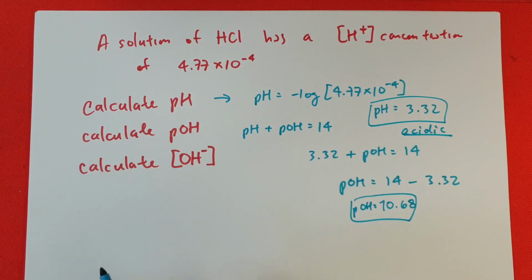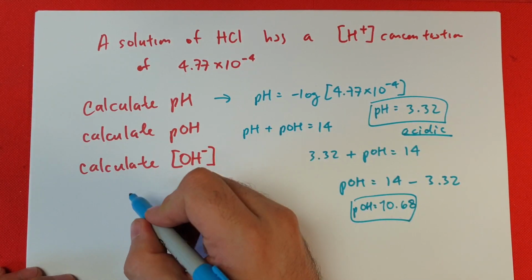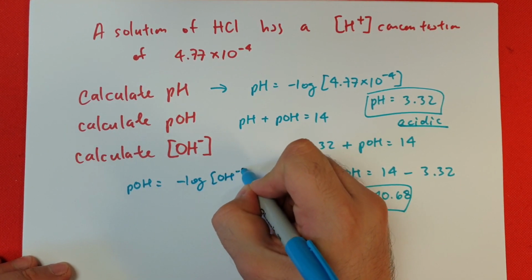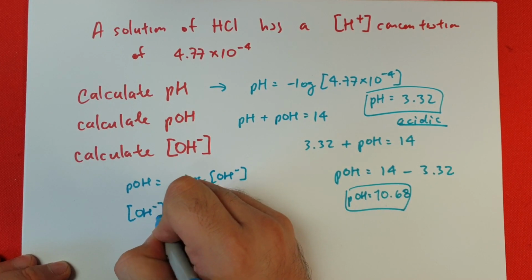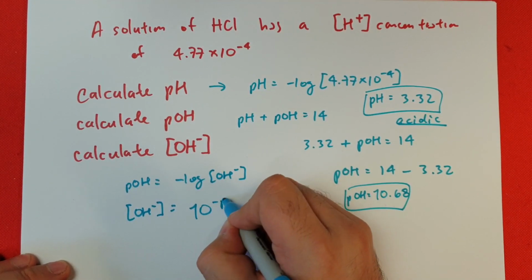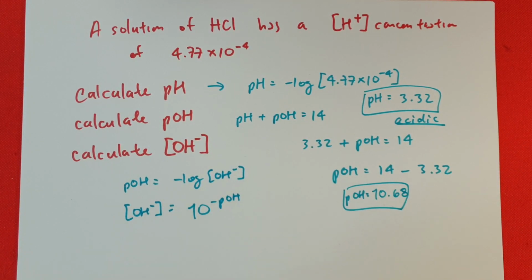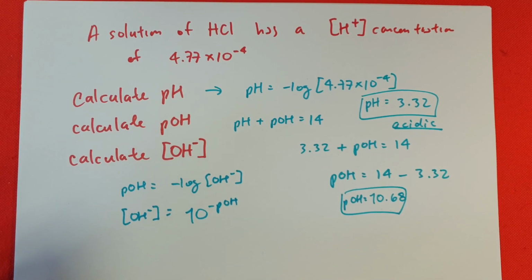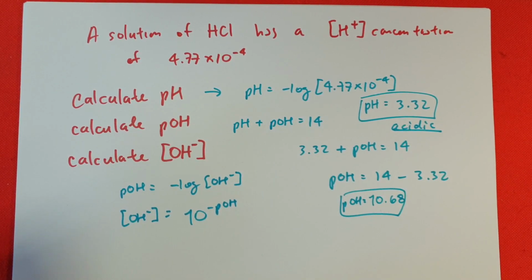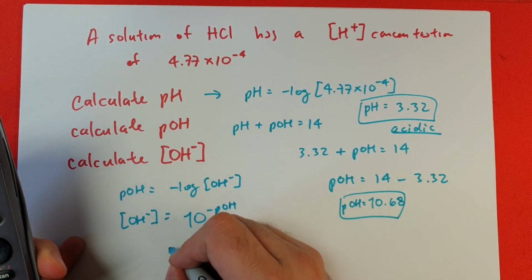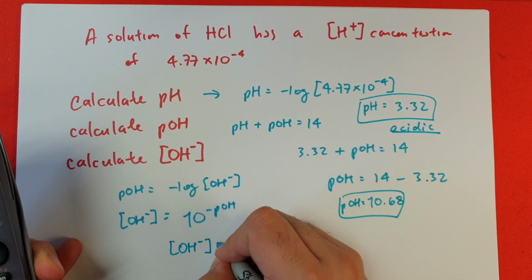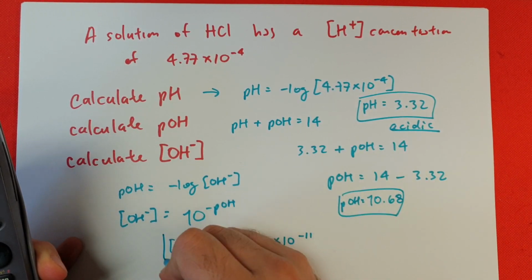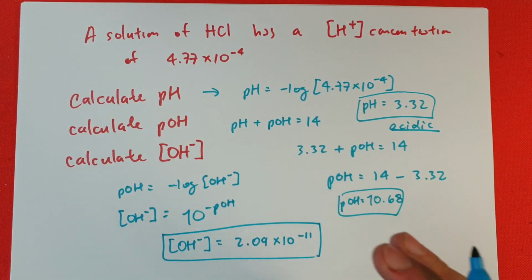Now, how do we calculate the OH concentration? Remember, if pOH is equal to the negative logarithm of the OH concentration, then the OH concentration is equal to 10 to the negative pOH. We punch in the number we calculated from our subtraction, 10 to the negative 10.68, and that gives us an OH concentration of 10 to the negative 11th. This is our answer. So one thing leads to another.